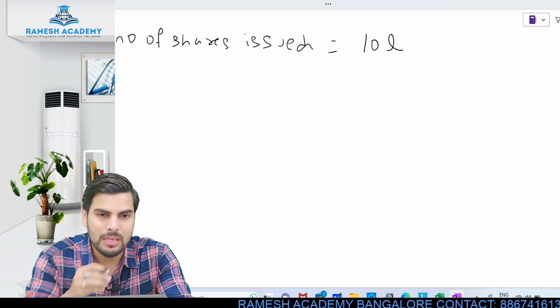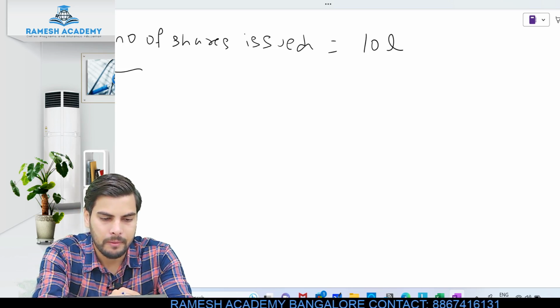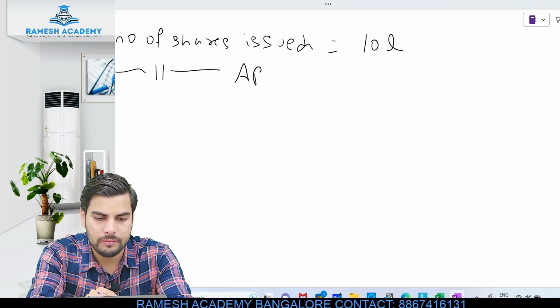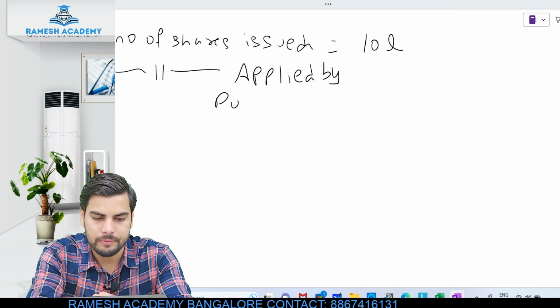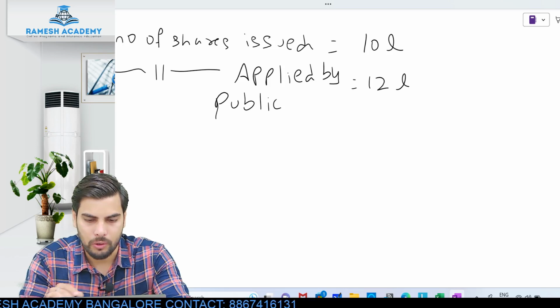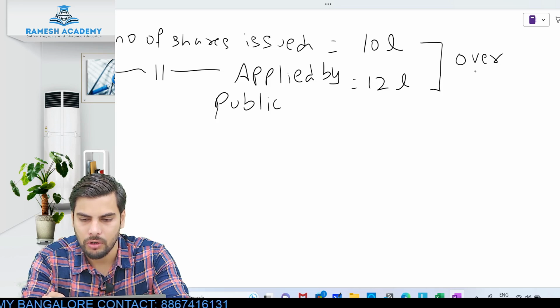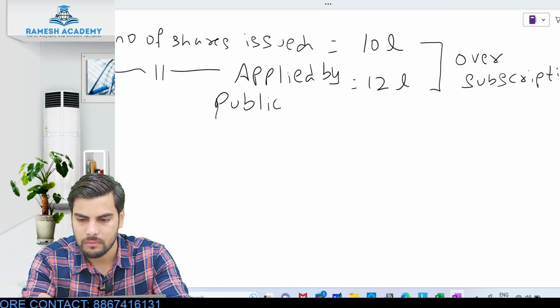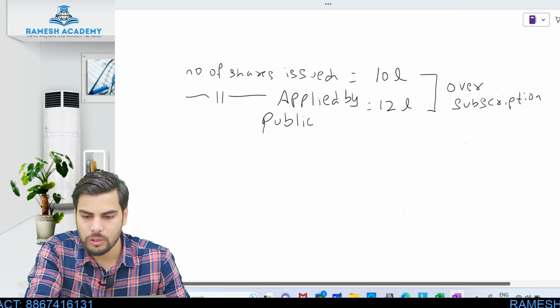Now how much is the number of shares which was applied by the public for subscription? Number of shares applied by public. In this case, public applied for how much? 12 lakh shares. So this is clearly a situation of what? This is clearly a situation of oversubscription. Clear?